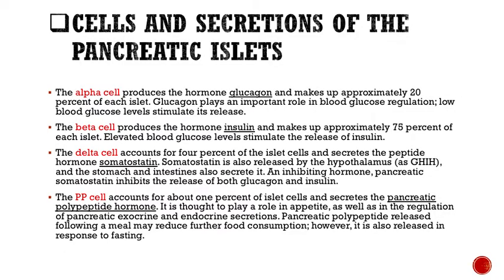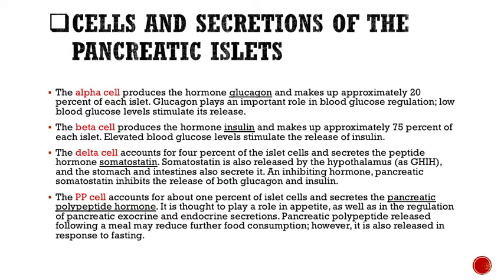Let's talk about cells and secretions of the pancreatic islets. The alpha cells produce the hormone glucagon and make up approximately 20% of each islet. Glucagon plays an important role in blood glucose regulation. Low blood glucose levels stimulate its release.